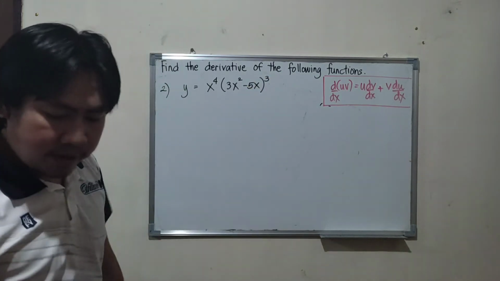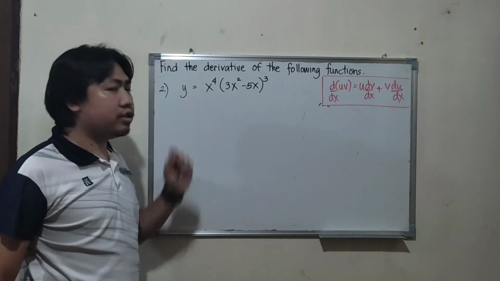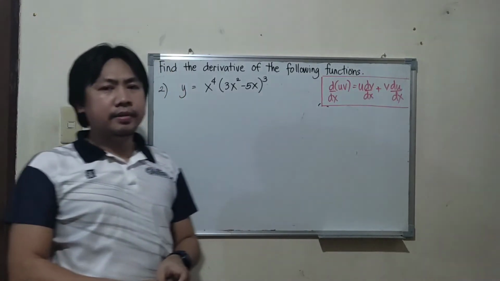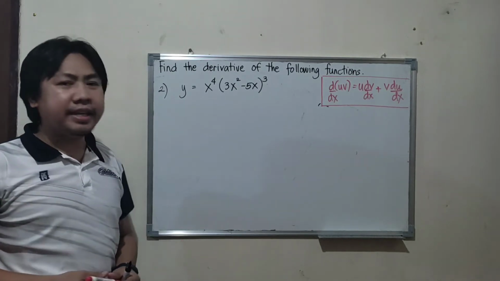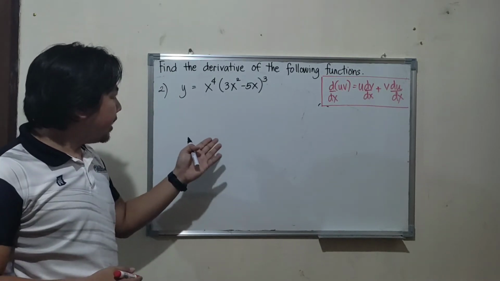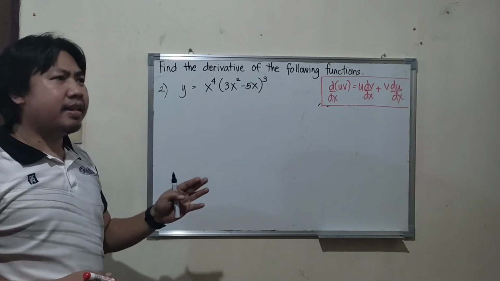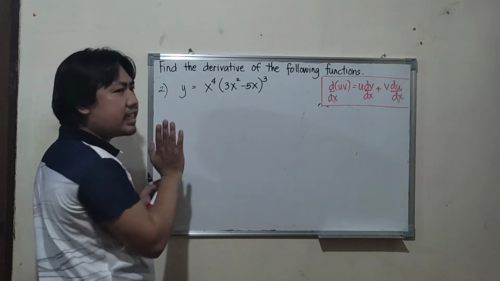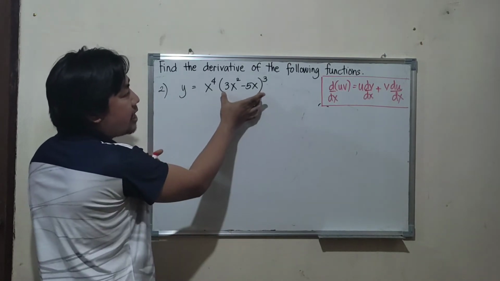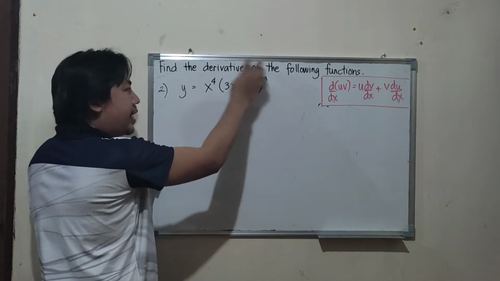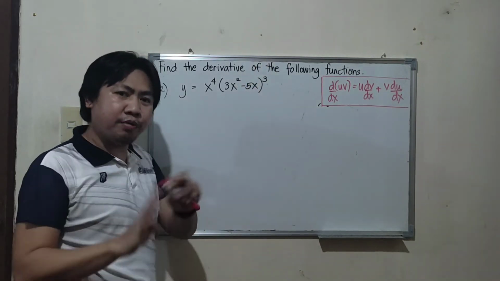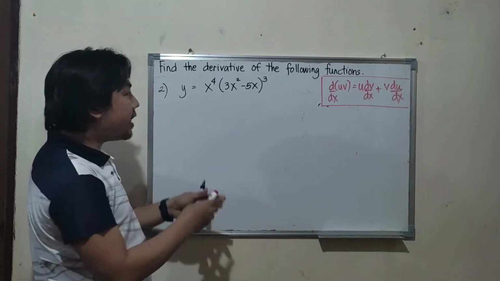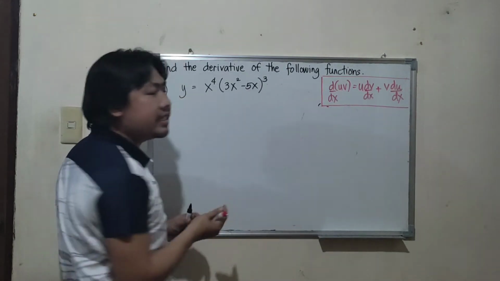Okay, so next example, we have y equals x to the 4th times 3x squared minus 5x cubed. Okay, so in this problem, hindi natin pwedeng gamitin yung ginawa natin kanina dahil masyadong mahaba yung sagot pag in-expand natin. Yung kanina kasi wala tayong exponent. So in this example, meron tayong exponent na cube. So pag in-expand natin yan, medyo mahaba yan, 4 terms yung kakalabasan. So mas mahirap pa. So, ang gagawin na lang natin dito, gagamitin lang natin is the product rule.